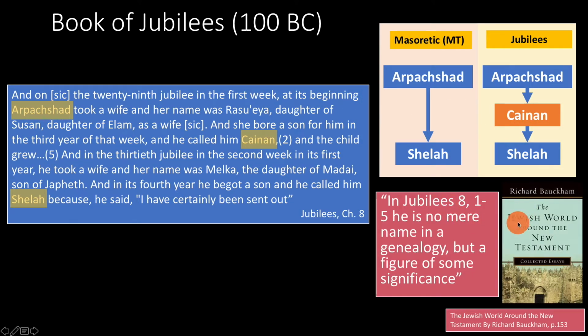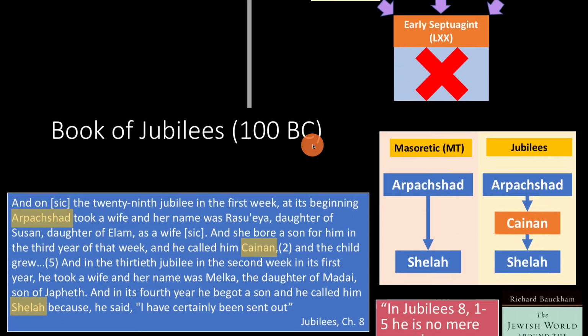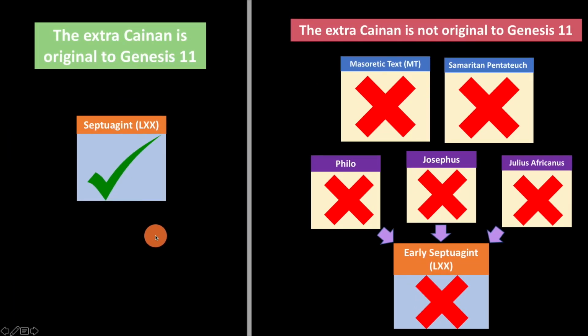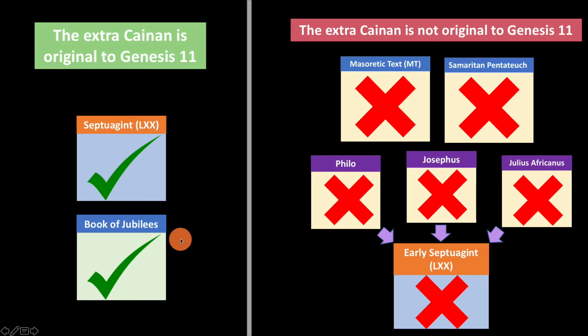Bauckham, in his book The Jewish World Around the New Testament, notes that in this text, in Jubilees 8:1-5, Cainan is no mere name in a genealogy, but a figure of some significance. In other words, the fact that the Book of Jubilees mentions Cainan, and he isn't simply a name in a genealogy but a significant person, tells us that when we come to this list, we can add the Book of Jubilees. This is further evidence that Luke may have deliberately added Cainan based on the fact that it is in some copies of the Septuagint and based on the fact that it is in the Book of Jubilees.